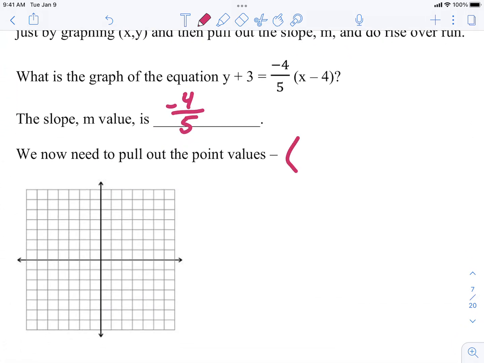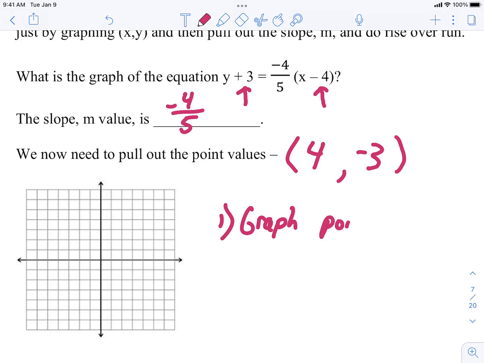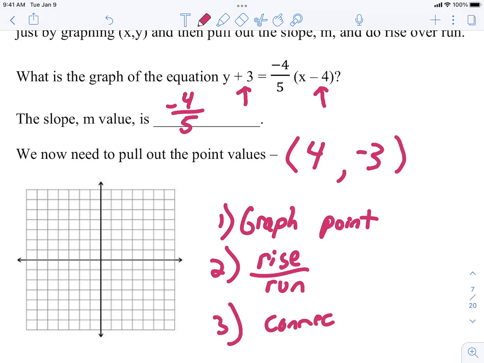So our ordered pair here, our x value would be +4. And our y value would be -3. That's the hard part, just remembering to switch the signs. To graph this, first we're going to graph, or plot, I guess I should say, the point. Then do your rise over your run, and then connect them.